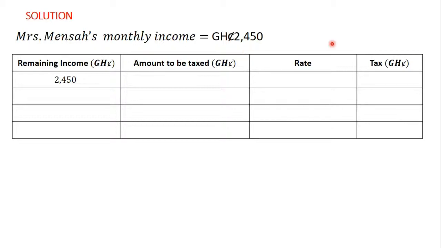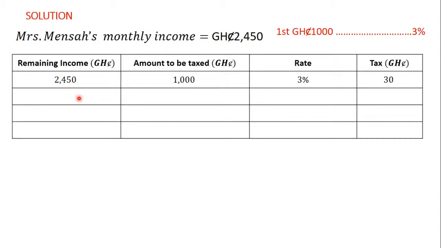From the table in the question, the first group is the first 1,000 Ghana cedis and the rate of tax is 3%. It means that the first amount to be taxed is the first 1,000 Ghana cedis and the rate of tax is 3%. So if you want to find the tax, it's going to give us the rate of tax, which is 3% times 1,000 Ghana cedis. And this will give us 3 divided by 100 times 1,000, which is 30. So for the first group, the tax is 30 Ghana cedis.